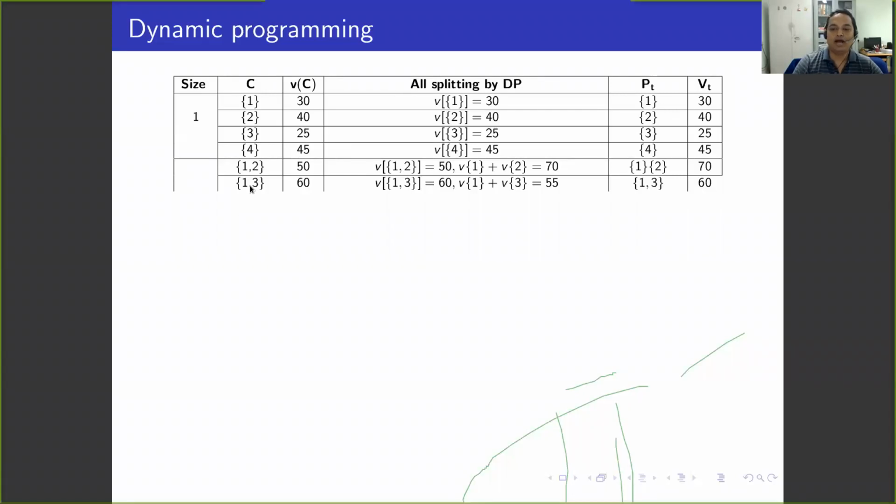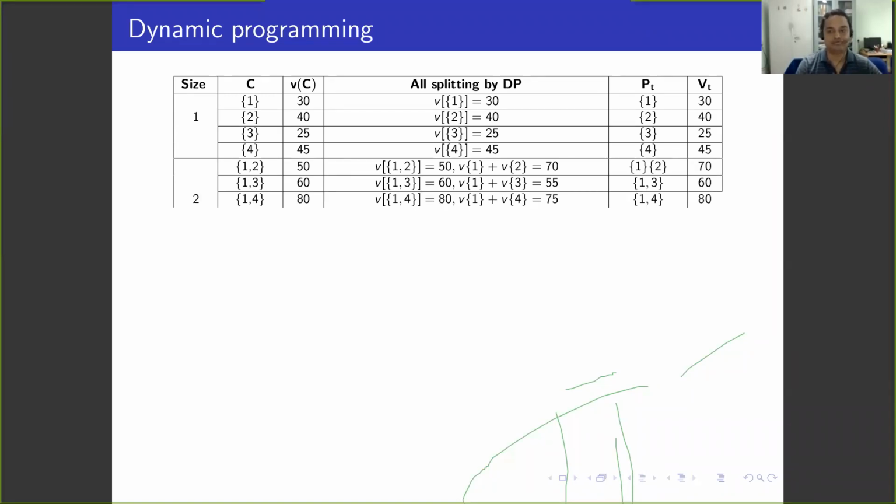So if 1 and 3 work together, the value is 60. Now we have to find out whether 1 and 3 will work together or separately. If they work together, the value is 60. But if they work separately, then we need to find out from the previous V1 plus V3. V1 is 30 and V3 is 25, so 55. So the output will be they will work together and the value will be 60.